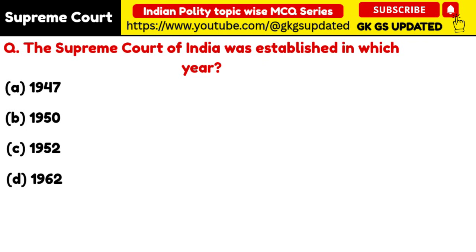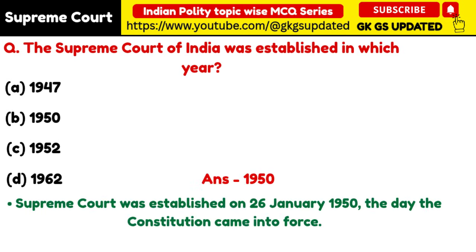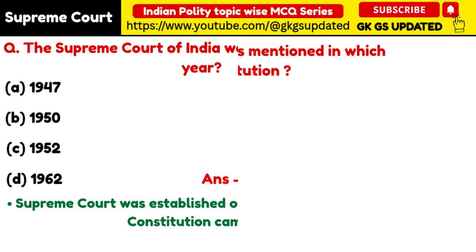In this video series, we are learning topic-wise MCQ series on Indian polity. Today's topic, Supreme Court of India. Your first question, the Supreme Court of India was established in which year? Correct answer, 1950. Supreme Court was established on 26 January 1950, the day Constitution came into force.